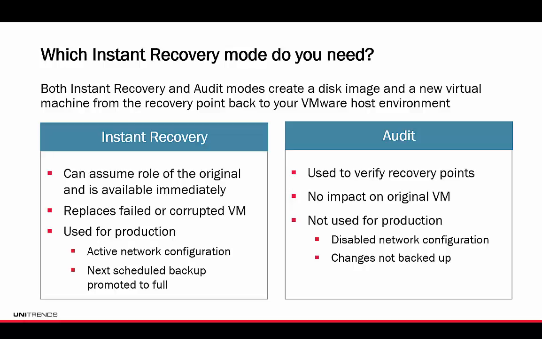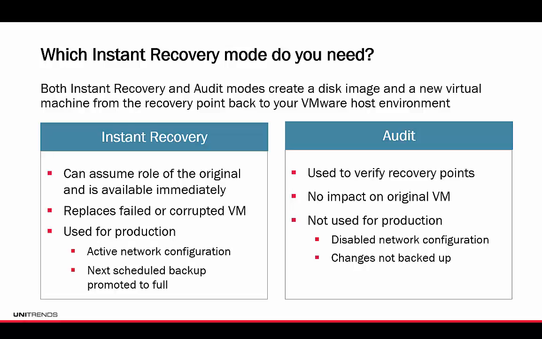the Unitrends appliance. Now, for instant recovery live mode, you can assume the role of the original server and it is available immediately. The network cards are activated. It replaces the failed or corrupted VM, and it's used to go back into production. Once again, the network is active with the original configuration, and the next scheduled backup of that machine is automatically promoted to a full, so it captures the recreation of this machine from the start again with the new unique ID.